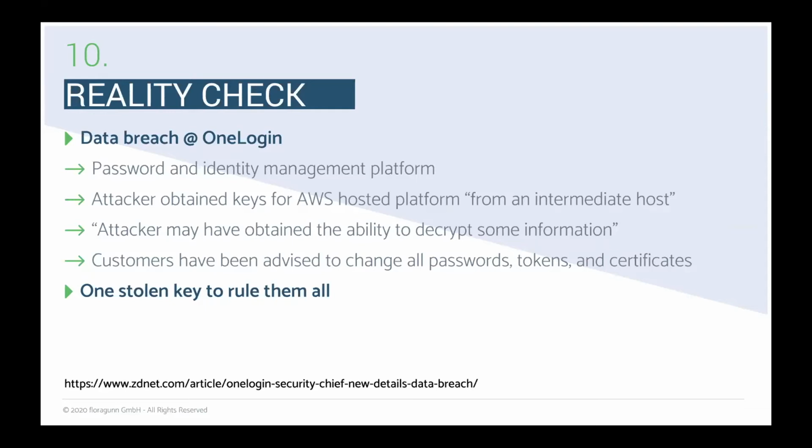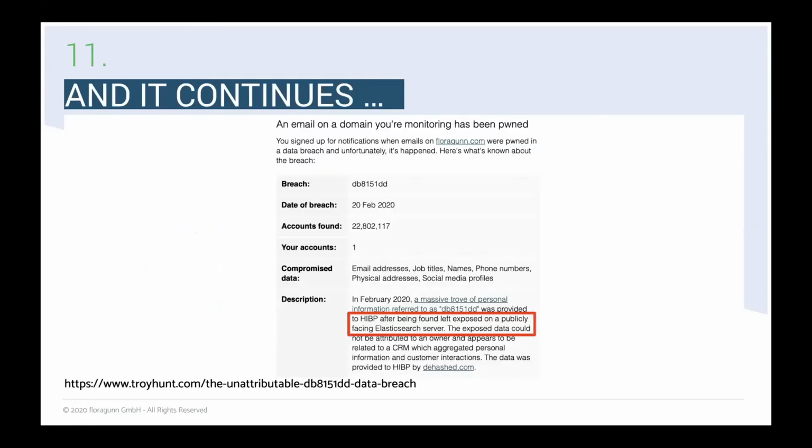And then just recently, and it's actually not funny, but on the other hand, it affected us. So this is an email from our Floragun domain, which showed up in a data breach. And this, as you can read here, is again a publicly facing Elasticsearch server that exposed data. This was from February 2020, so that just happened recently. And it just shows that this is an ongoing problem.